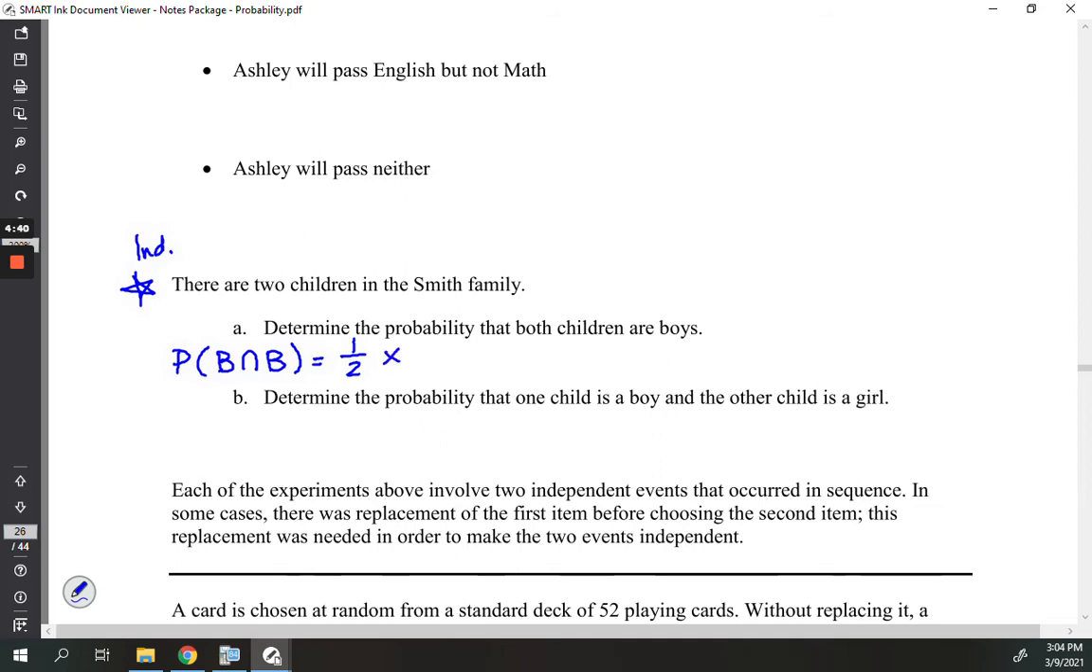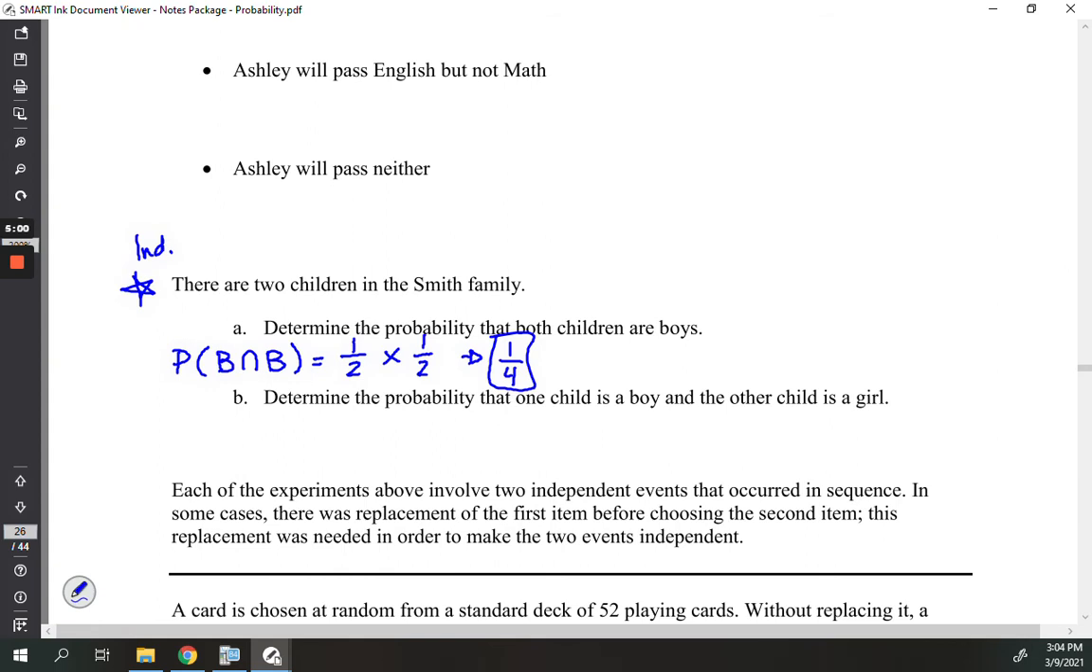And means times. Because you had a boy first, it doesn't impact the chances of you having a boy the next time, so you still have a 1 out of 2 chance of having a boy the next time. So your probability, if you have 2 kids that they're both boys, is 1 out of 4, 25% chance.